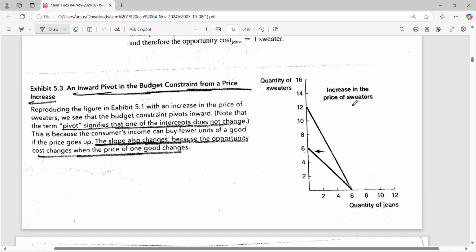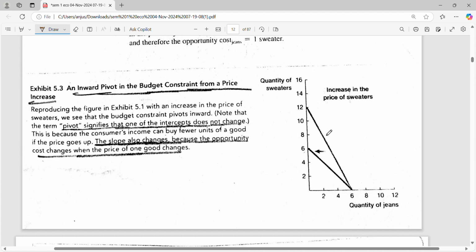So in this graph, you can see the first budget line is here. We know that 6 and 12. We discussed this example in last class. Suddenly, the price of sweater is increased. That is, with an increase in the price of sweater, budget constraint pivots inwards.